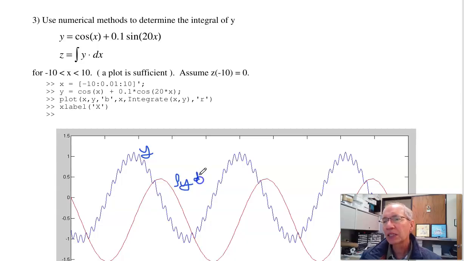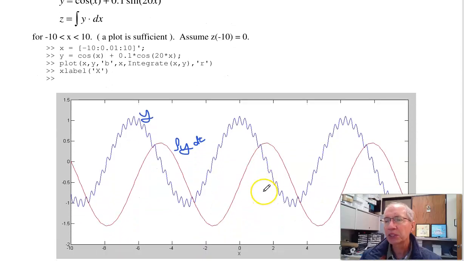And kind of notice that integration is different than differentiation. Differentiation amplified the high frequency term. Integration smooths it out. That's one of the reasons we like integration in engineering. Integration cleans up your signal, gets rid of the high frequency terms. So given a choice of integration and differentiation, you always want to integrate. Integration cleans up the signal. Differentiation amplifies the noise.